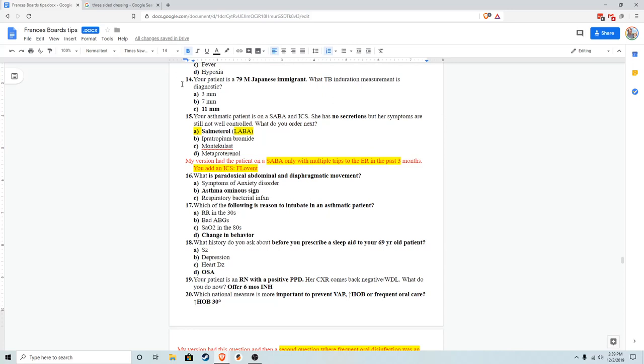All right, number 14. Patient is a 79-year-old male Japanese immigrant. What TB induration measurement is diagnostic? Now, when we're dealing with special populations, some special populations have received the TB vaccine. These populations are usually in Japan, parts of Asia, and also Africa. I think some Europeans do too, all right?